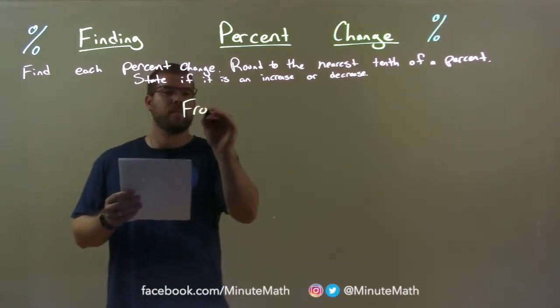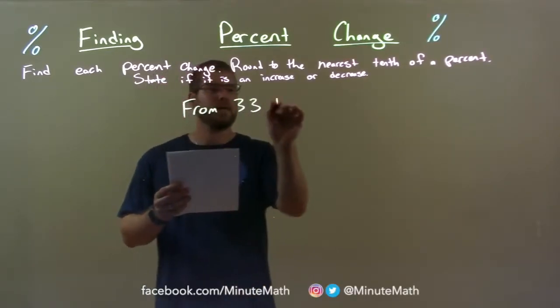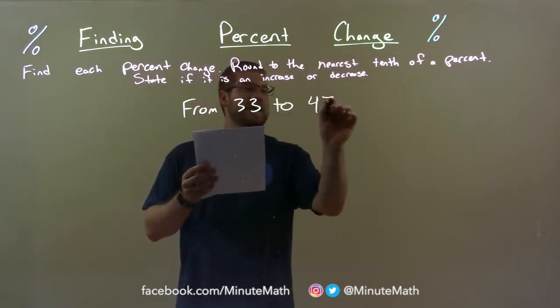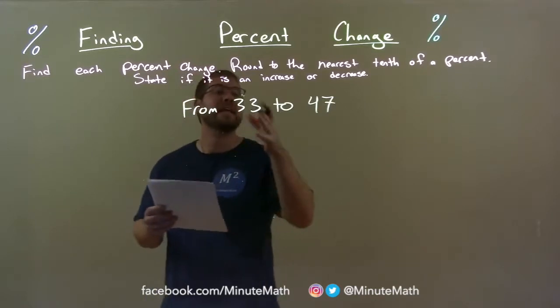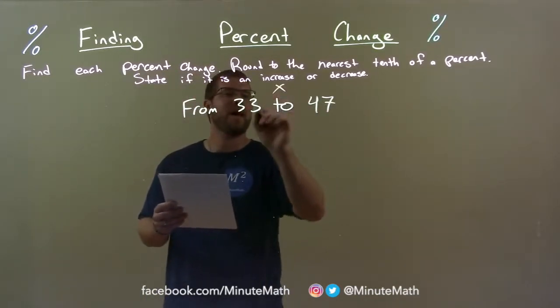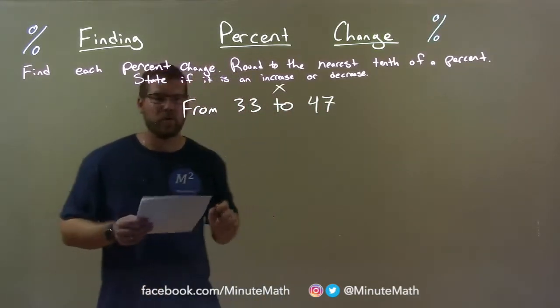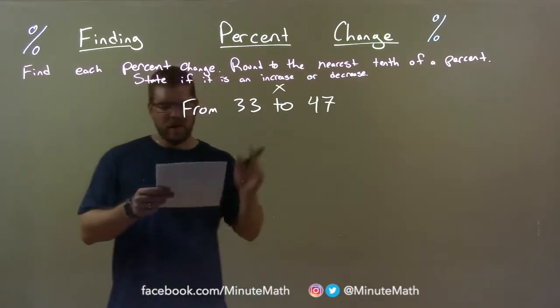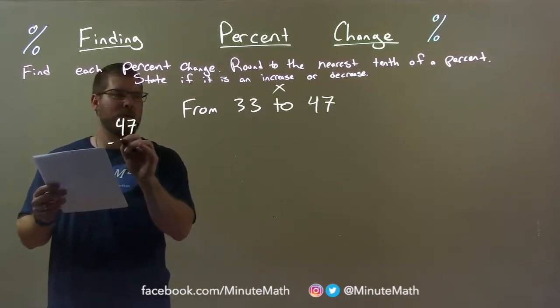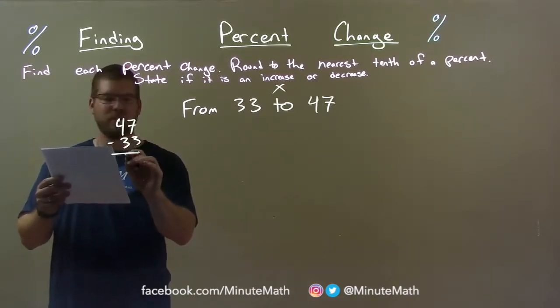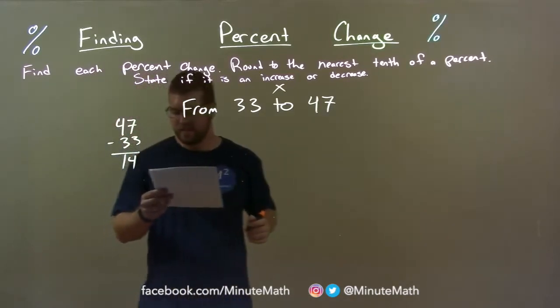From 33 to 47. Well, this is clearly an increase, so we got to keep that noted right there. That's an increase right there, okay? Then, find the difference between the two numbers. Larger number subtracted by the smaller one. That gives us a 14. 47 minus 33 is a 14.